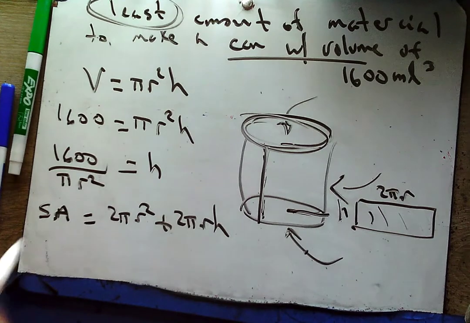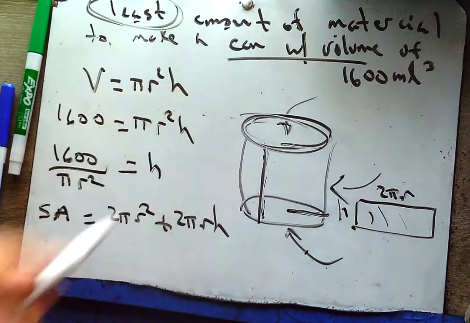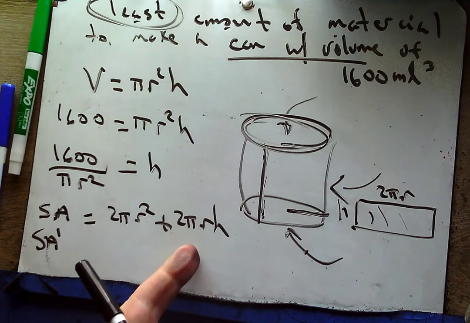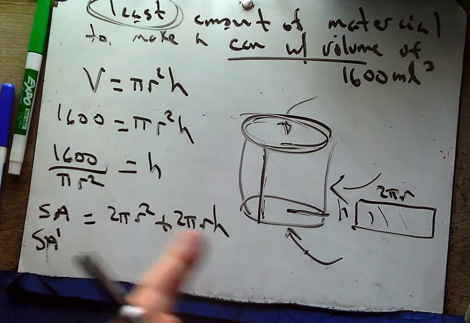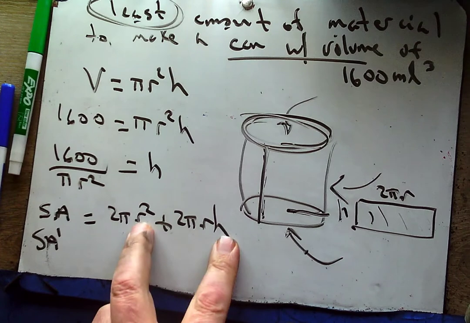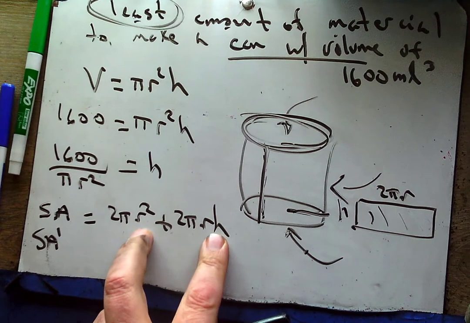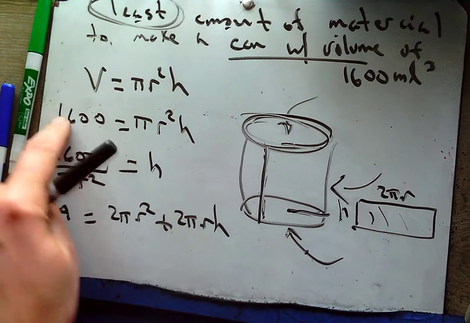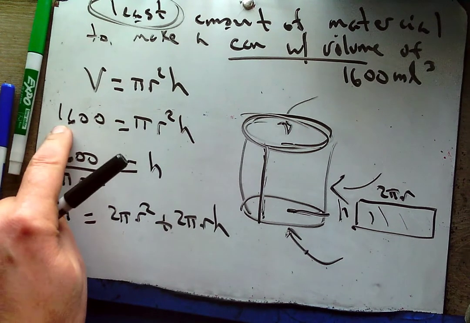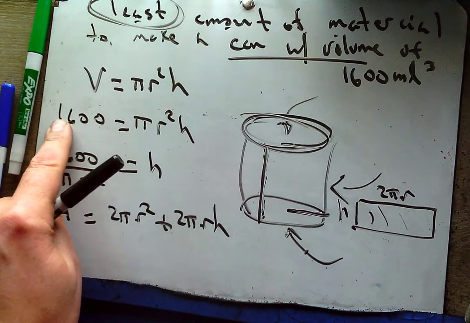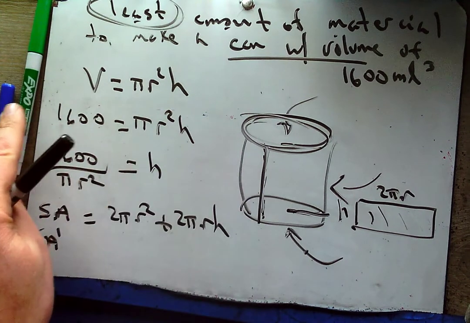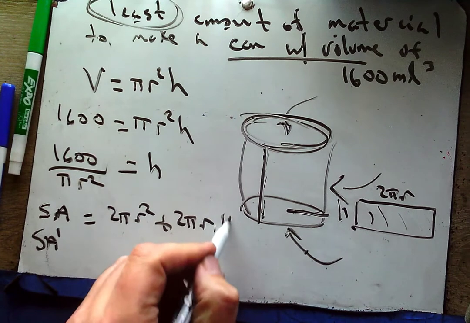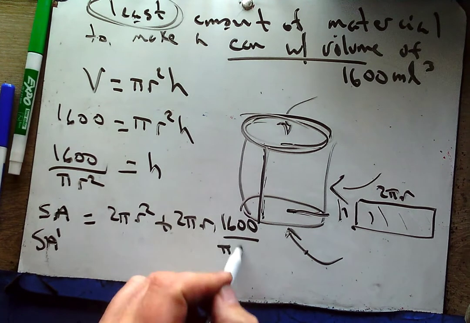But what we want is the least amount of material. We want SA prime. But I don't want to find SA prime with two different variables. Pi is not a variable. We've got r's and h's. So I want to get rid of this h with my helping equation. I knew it was the helping equation because they gave me the volume. Whenever they give me that number, that's not the one I take the derivative of. The other one is. So let's replace this with 1600 over pi r squared.